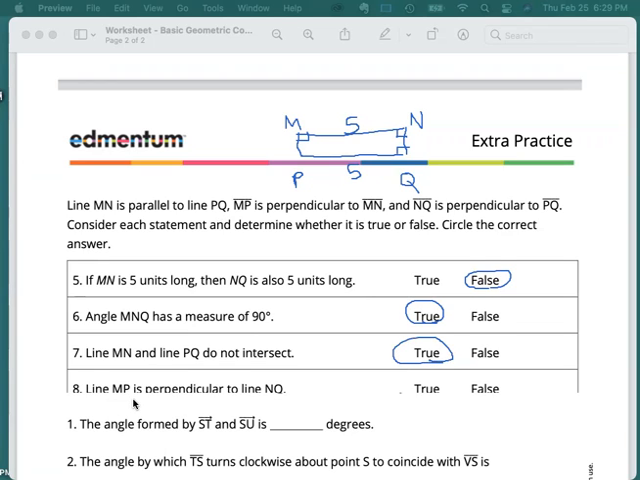Line MP is perpendicular to NQ. So MP is up and down here, is perpendicular to NQ. That is false. They are parallel.